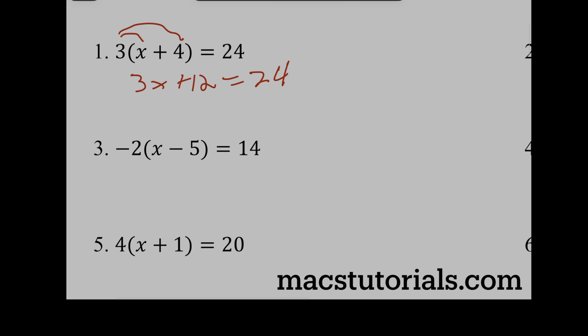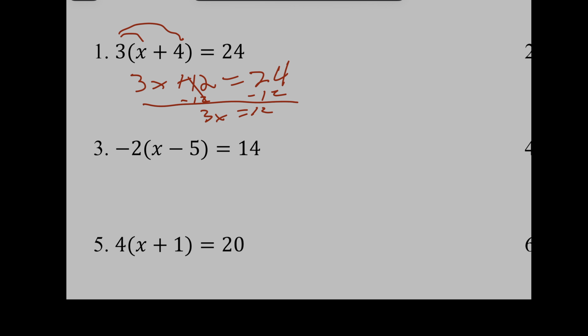Once we get to that stage, now it's just a two-step equation. I'm going to go pretty quick because I have previous videos that talk about that. We want letters on one side, numbers on the other. So I'm going to subtract 12 from both sides, and that's going to give me 3x equals 12. We're going to divide each side by 3, and that's going to give me x equals 4. So really, it's the same as the two-step equation. The only thing is we did some distributive property before we did that.